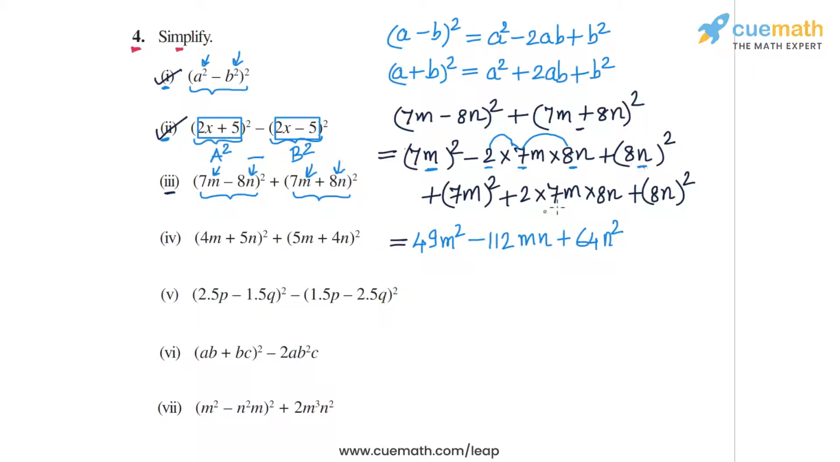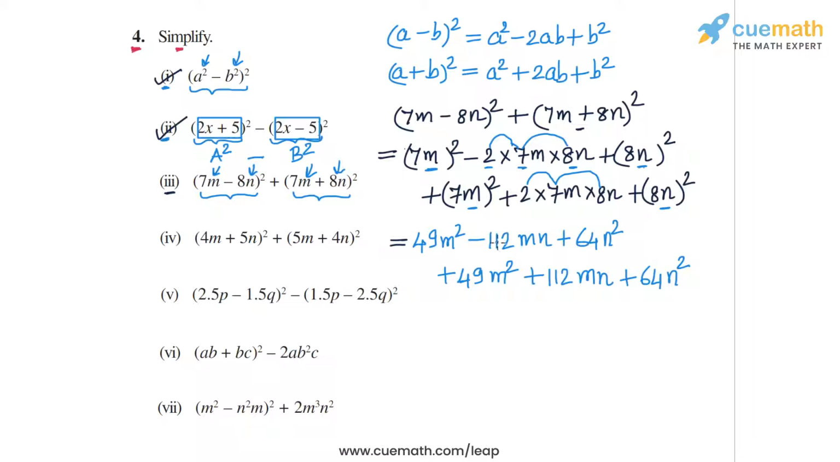Okay. This is from the first three terms, and then from the next three terms we have 7m whole square, which is 49m square again. Then we have 2 into 7m into 8n, so this will be plus 112 mn, and then we have plus 8n whole square, which is 64n square.